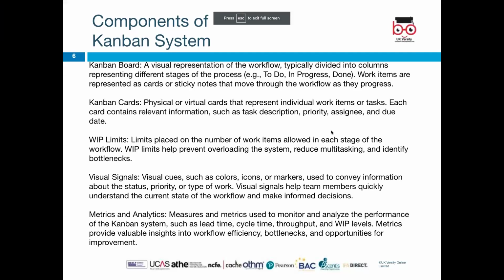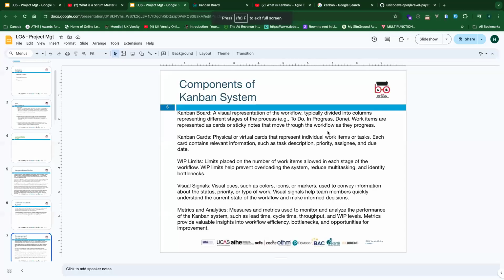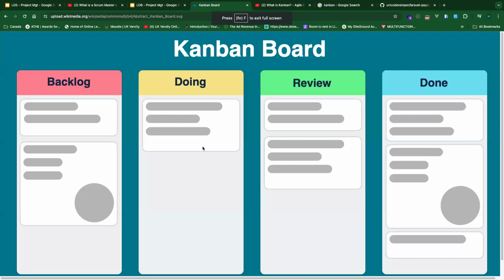We have the WIP limit placed on the number of work items allowed in each stage of the workflow. WIP limits help prevent overloading the system, reduce multitasking, and identify bottlenecks. So we can have a limit of doing. You can have a limit of 5 doing at a time, or you can have a limit of 5 reviews, so that they don't overload it, so that there won't be loads of bottlenecks and everything.